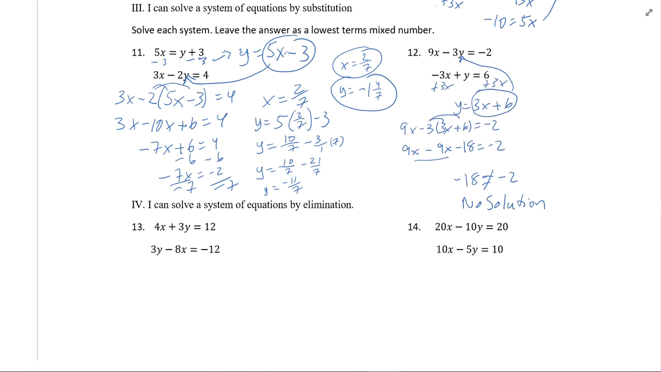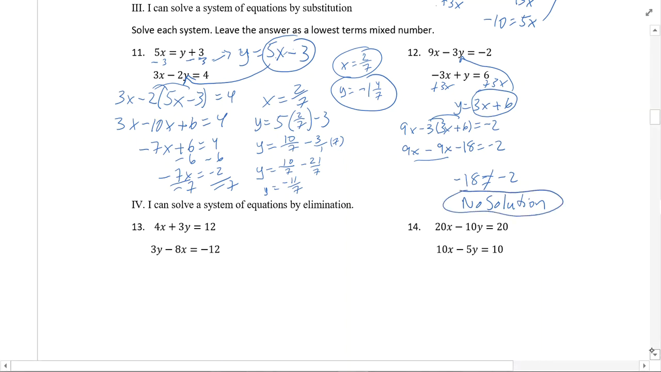Okay, so what did we notice about number 12? Well, when we isolated for y here, we got 3x plus 6. Then we took it and we substituted it, or plugged it, into the other equation for y. And when I combined my like terms, I got 9x minus 9x, which means they canceled out. So I was left with -18 equals -2, and that is not a true statement. So my answer is no solution.